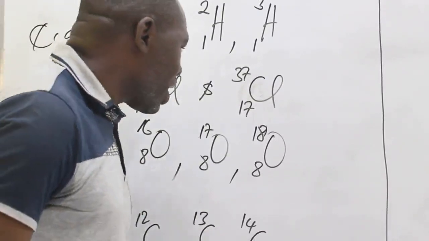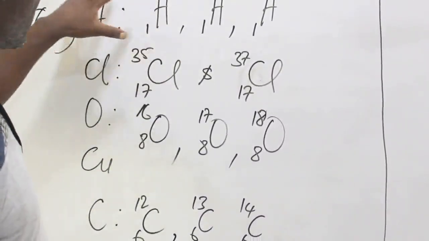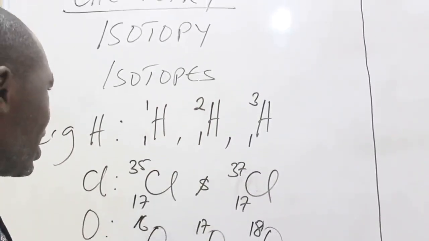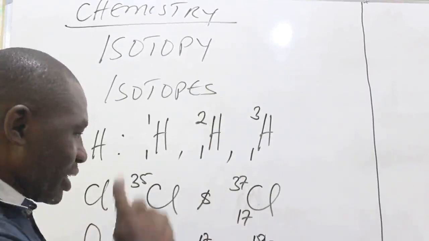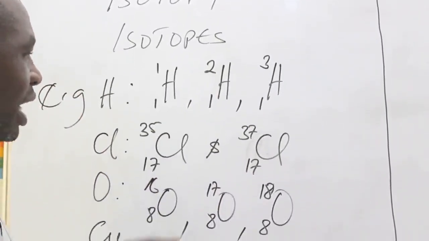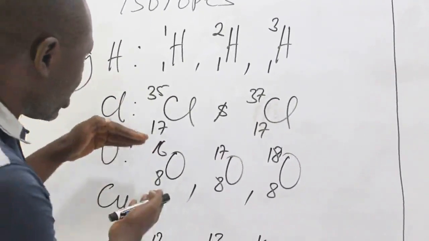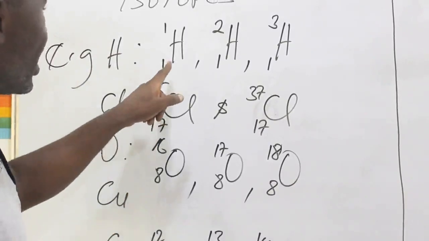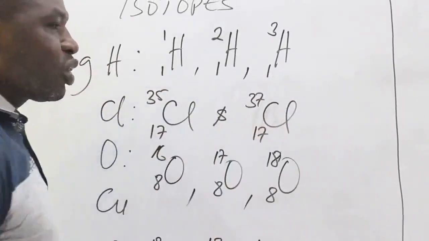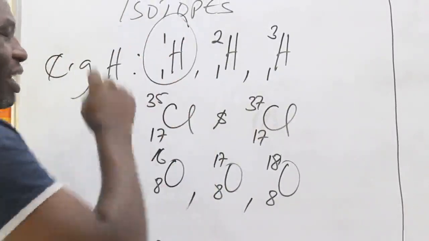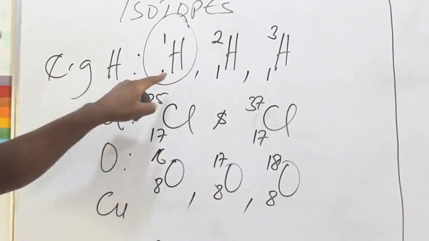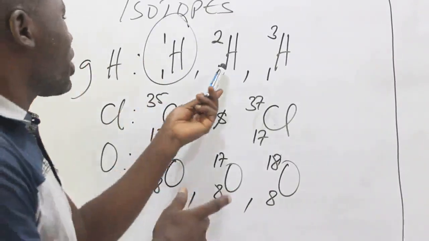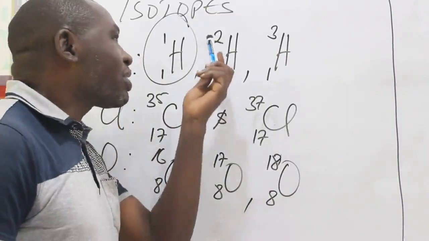Now, another thing I want to take a look at is that these elements that exhibit isotopy, their mass numbers are not as straightforward as we saw last week. Because last week we said mass number is just the addition of the number of protons and neutrons. But look at this one, we say like hydrogen, it has 3 isotopes. So which one do we take? Do we take this one to say hydrogen has atomic number 1, mass number 1? Or take this one and say hydrogen has atomic number 1, mass number 1?